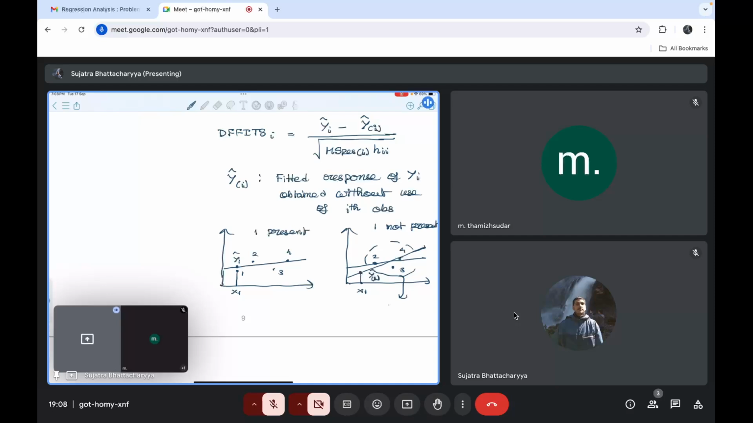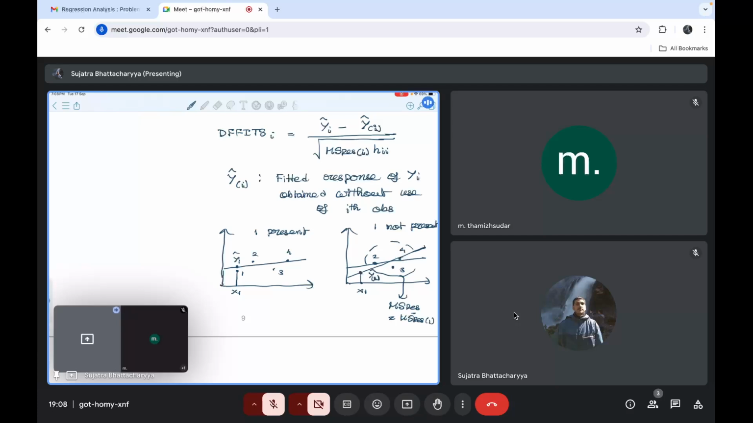Okay. In this case, you calculate MS residual. So then that will be nothing but MS residual of 1, correct? And HII you can always calculate based on the observations. So this will not change whether one is present or not. This will always be similar. Okay, so this is the thing.